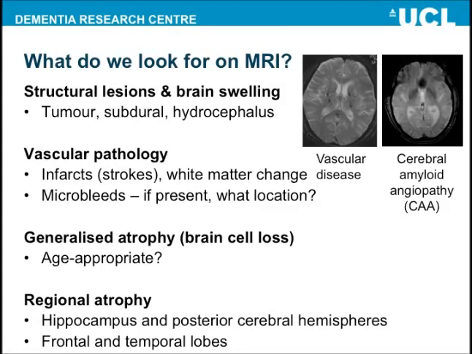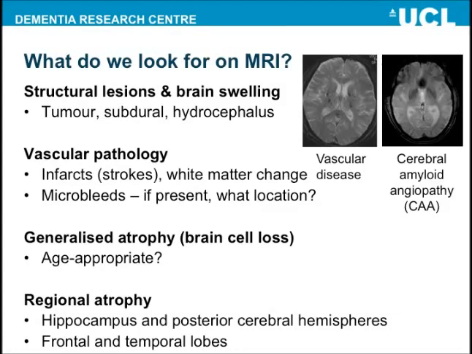In a 98-year-old, you'd expect to see quite a lot of volume loss. Whereas if you saw that same degree of shrinkage in someone who was, say, 40, then you'd be much more concerned that there was a degenerative disease present. And then we look for brain cell loss in particular regions. So, as I said, we look at the hippocampus, this important memory area, and we look at the posterior cerebral hemisphere. So this is areas at the back of the brain.